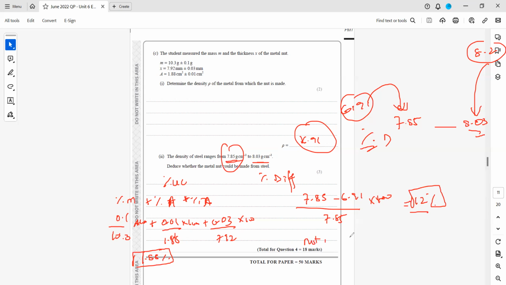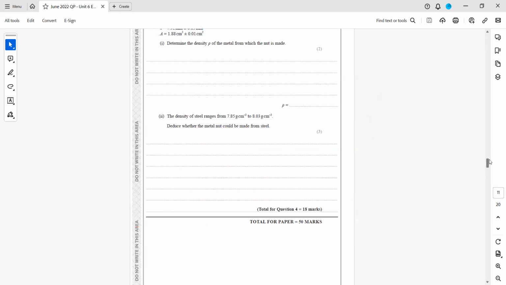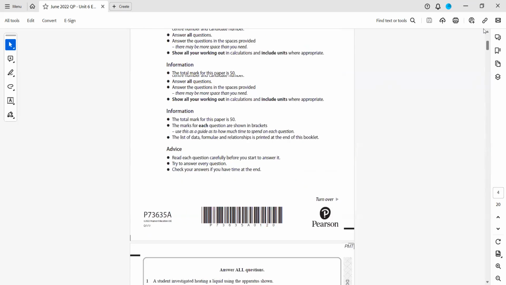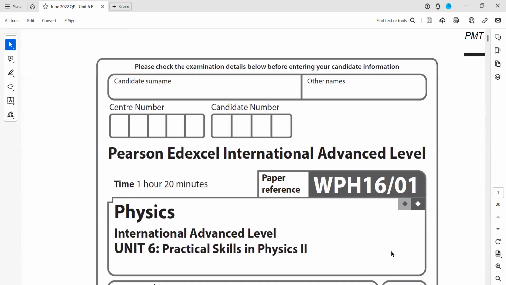Whenever a question like this is there, you compare the percentage difference with the percentage uncertainty. If the percentage uncertainty is higher than the percentage difference, you will say yes. If it is the opposite, you will say no. This is a common type of question in which you have to compare. So this was the last question related to the June 2022 paper.